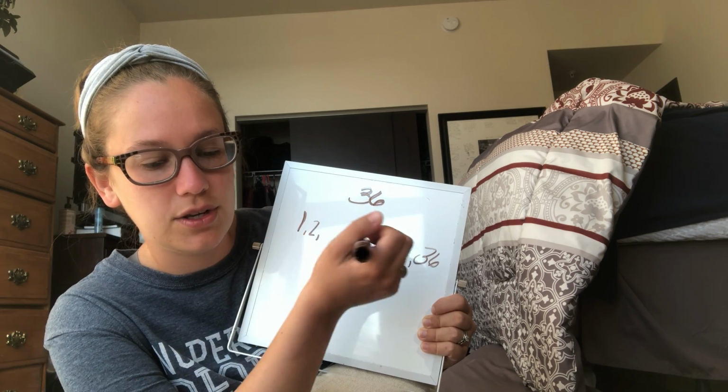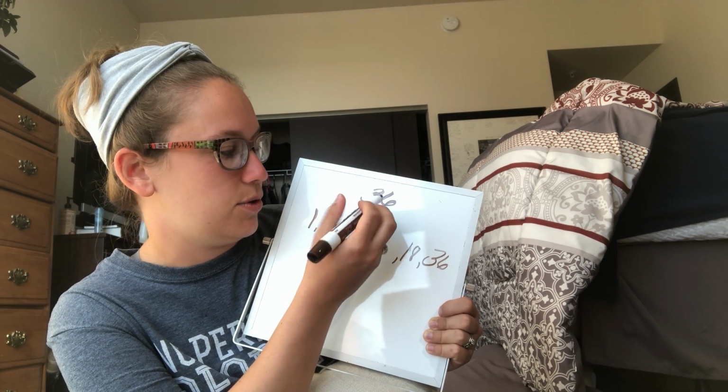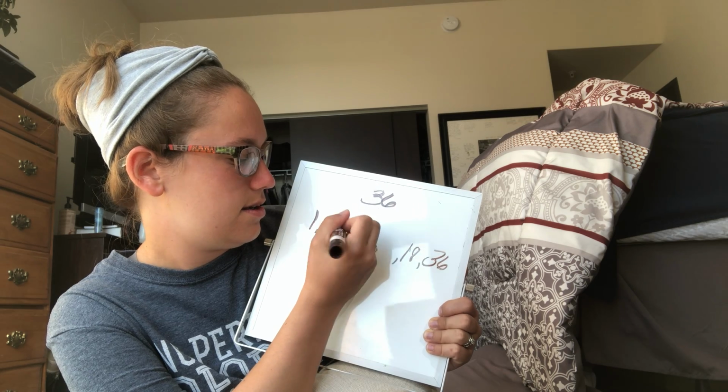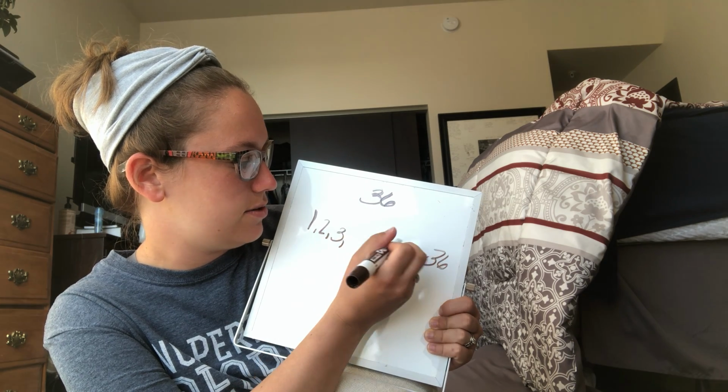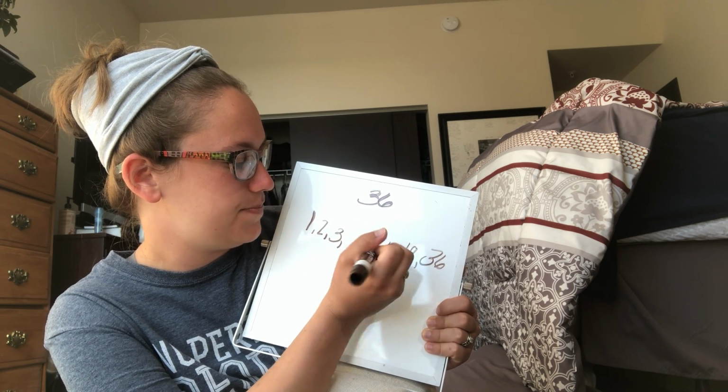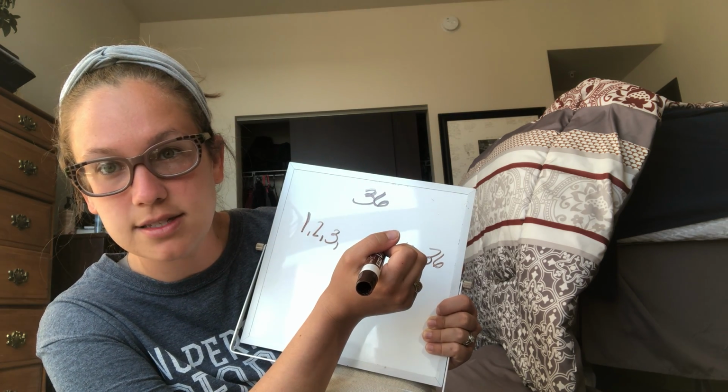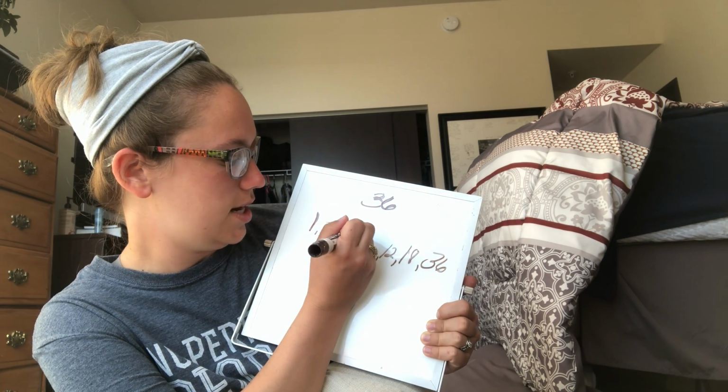It can. If you didn't know that offhand, you could just test it. But 3 does go into 36. 3 times 12 is 36. Can 4 go into 36? Yeah, 4 and 9.